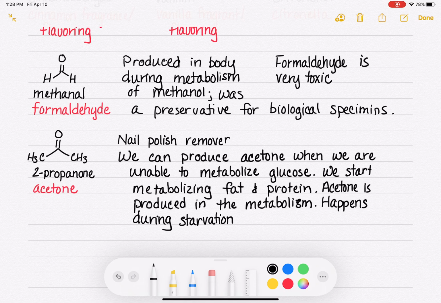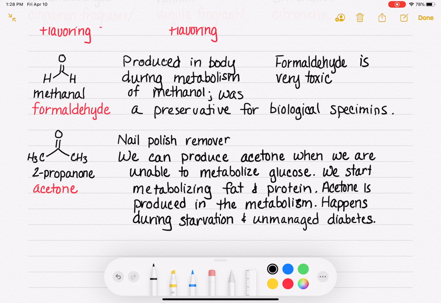The other situation where this could happen is when we're dealing with someone or something who is diabetic. So this happens during starvation, and it also happens during unmanaged diabetes. Because many of you have interest in the healthcare field, you probably have a pretty good idea about diabetes and what it entails. But basically, diabetes is your body's inability to properly store, manage, and metabolize glucose.